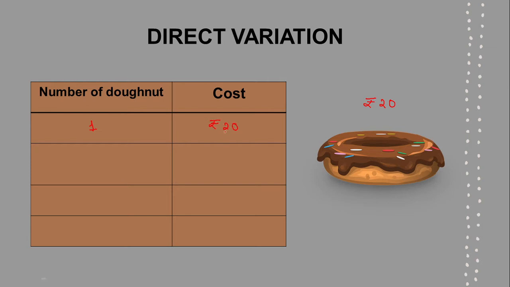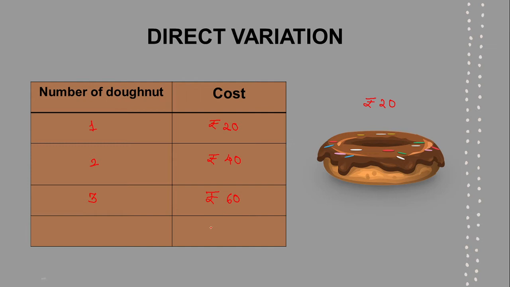Now, what did you think? Why eat it alone? Let's take one for your brother also. So you took two donuts, and how much will two donuts cost? They will cost you rupees 40. Then you thought, why just your brother? Mom is also there at home, so let's take a donut for mom also. So you change the number to 3. If you are taking 3 donuts, it will charge you rupees 60.